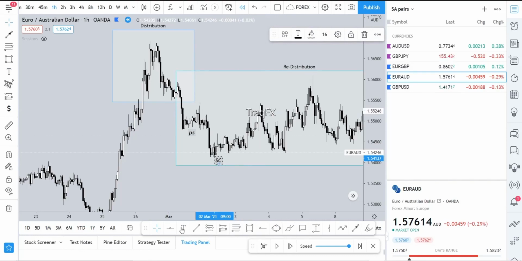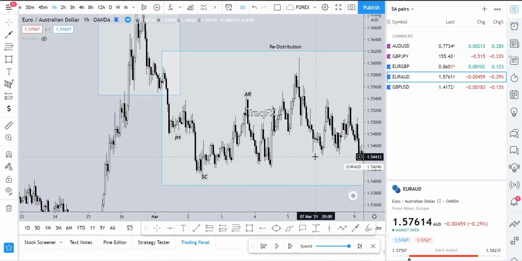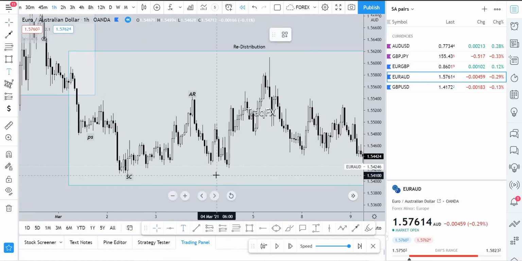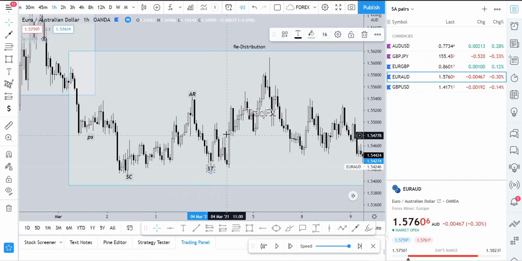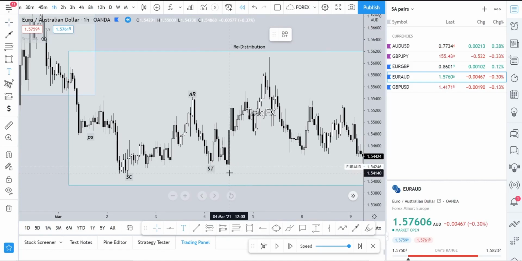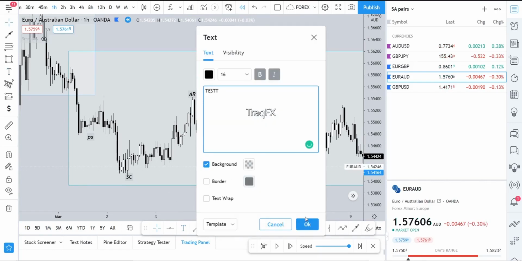We have this automatic rally form right here. Automatic rally. And price continues going down to form our second test. If we were following the schematics, these are clear. Price comes back up slightly. We have our test forming at this level right here.